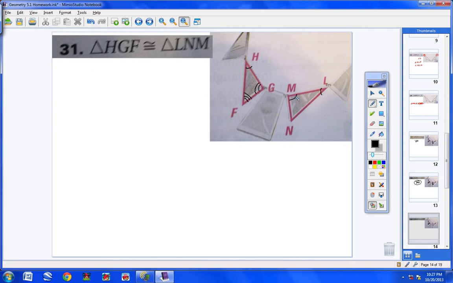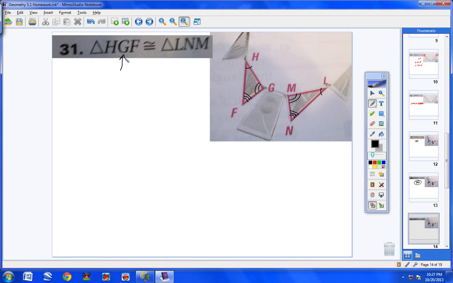Notice I'm very careful to match corresponding angles with corresponding angles when I put these slashes. Okay, it's very important that we do this correctly. All right, let's see. Triangle HGF is congruent to triangle LNM. Well, H comes first. H has one slash. L comes first. L has one slash. So far, so good. G has two slashes. N has three. This is not right.